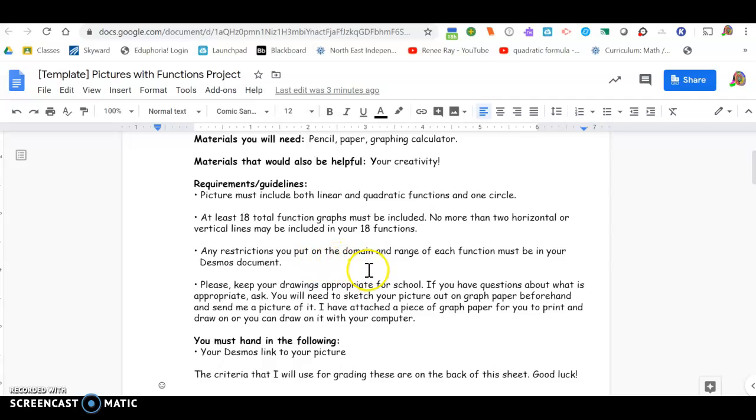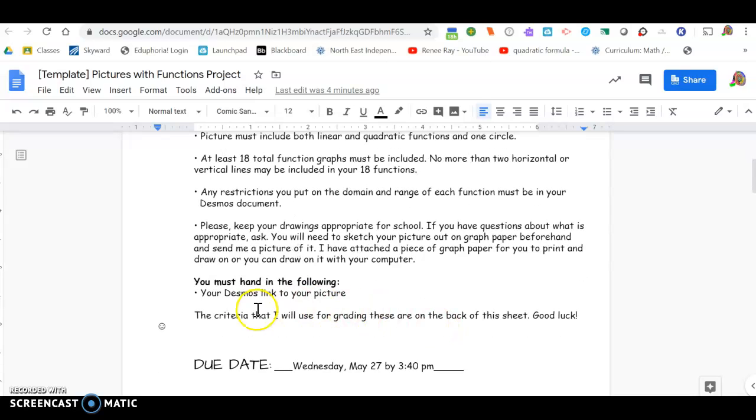Any restrictions that you put on your domain and your range of your function will be in your Desmos document. Make sure your drawing is appropriate. And again, I will need you to sketch your picture out on graph paper beforehand, and you can snap a picture and send it to me on Classroom or just email it to me as long as I can see it before you start. You're going to send me your Desmos link to your picture. You can do it on this document.